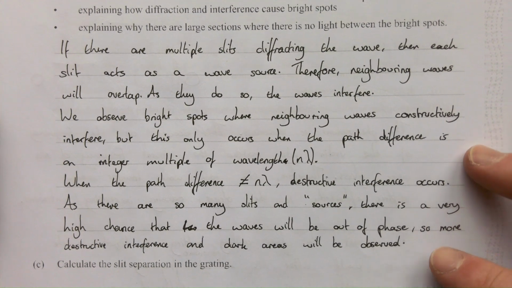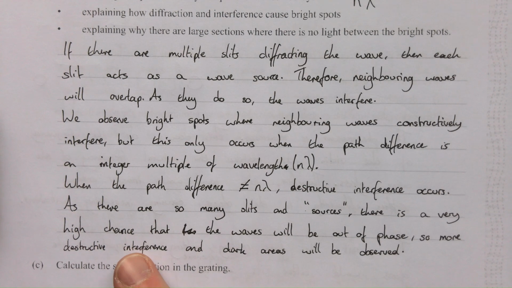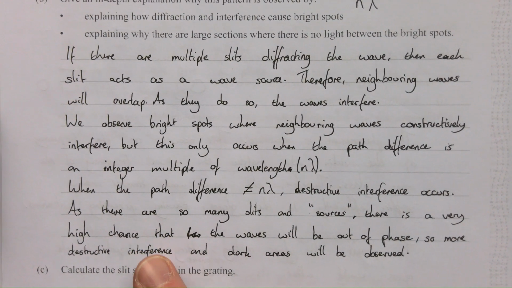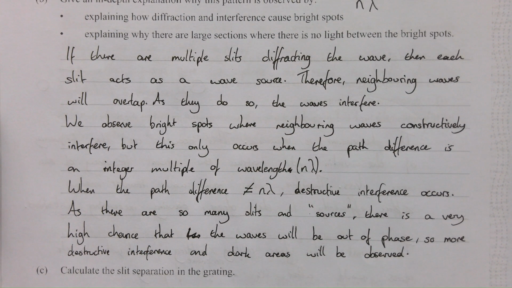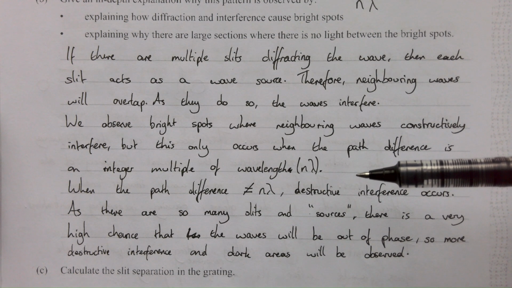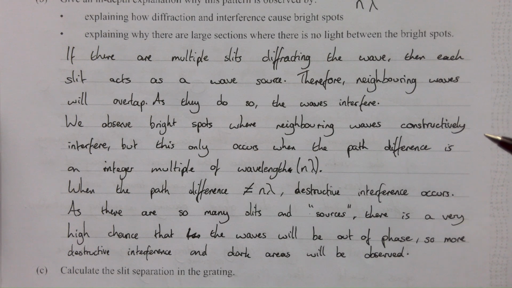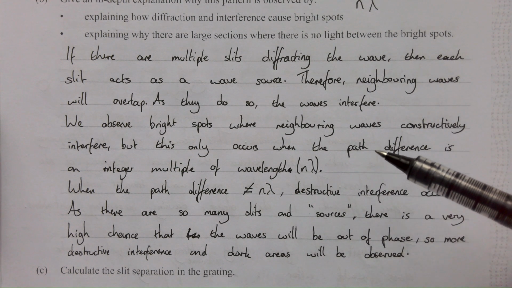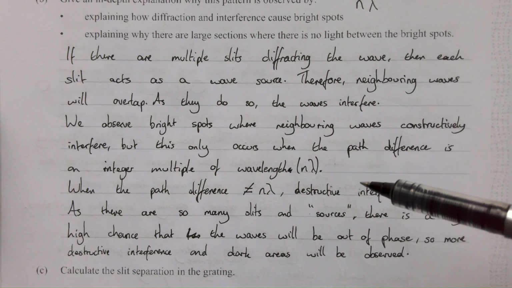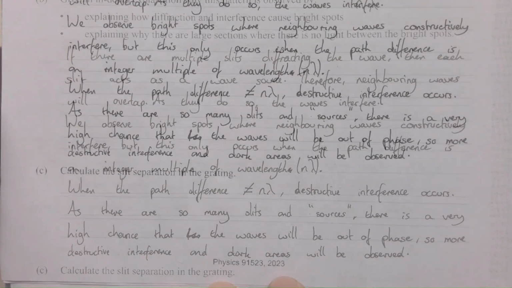You've described the idea that there are lots of sources, therefore low likelihood of being in phase or high likelihood of being out of phase. Either one of those is true. Now, if you said any one of those points, basically, that was achieved. If you explained why there are maxima and minima, that's merit. Or if you'd said that you get maxima when there are multiple integer path differences, that's also merit. Okay? So, weird question, but yeah.